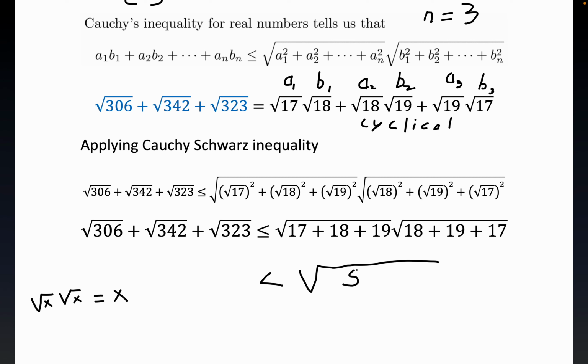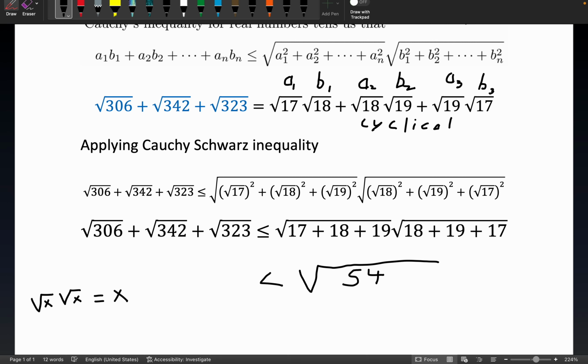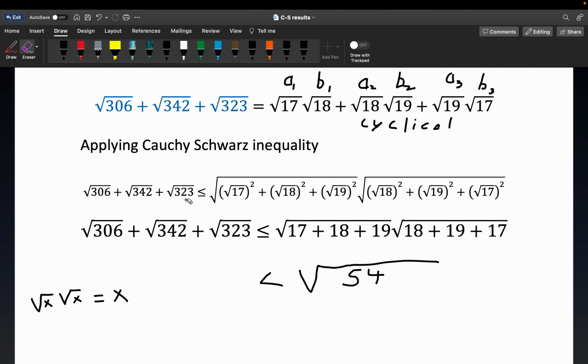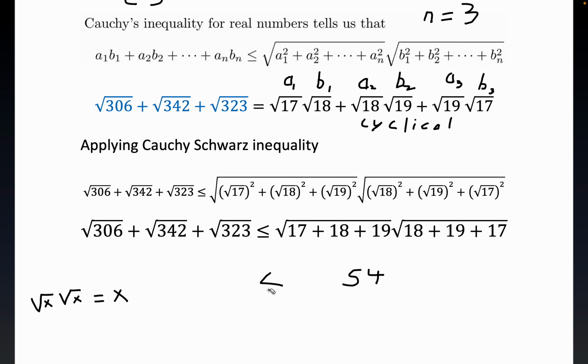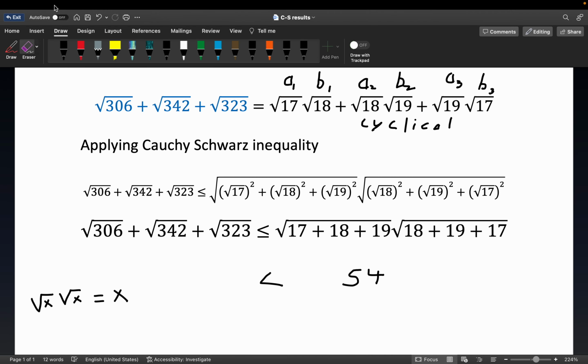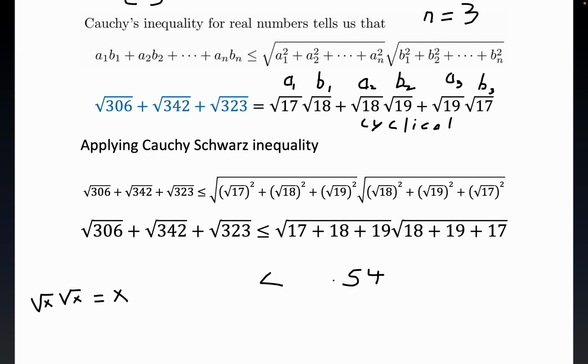And y'all notice it is strictly less. There are conditions on the Cauchy-Schwarz. If a sub 1 over b sub 1 is equal to a sub 2 over b sub 2 is equal to a sub 3 over b sub 3, the equality condition occurs, but you don't even have to think that far. I'm sorry, this should be less than 54. The square root of something times the square root of something, sorry. Yeah, this is going to be less than 54. And so that actually completes the proof.